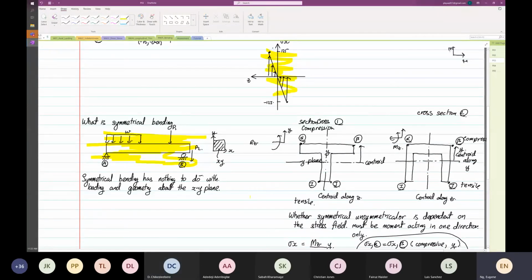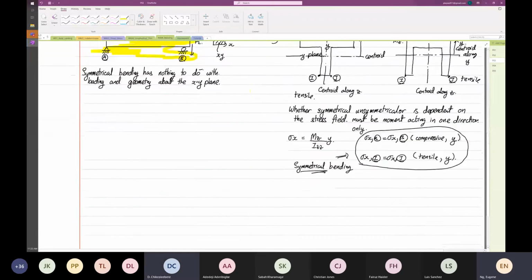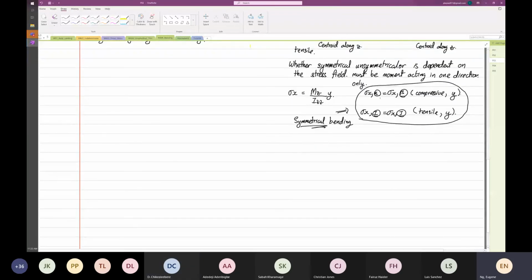Yeah. That is what we call stress field. Okay, so when the magnitude at point stress x alpha is equal to stress x beta, in terms of magnitude is the same, and stress x at point i and stress x at point j are the same, then we call it symmetrical loading.